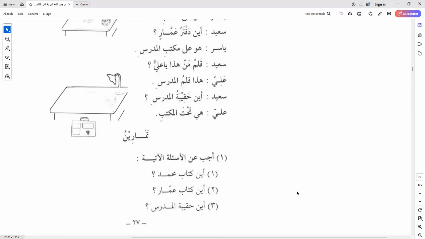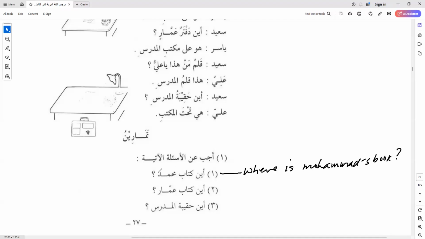أين كتاب Muhammad? So the question is helping us learn how to use possession or possessive statements or questions. أين كتاب Muhammad? Where is Muhammad's book? That's the question. Where is Muhammad's book?